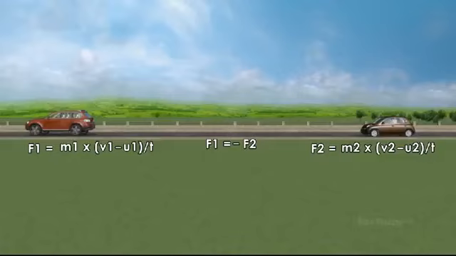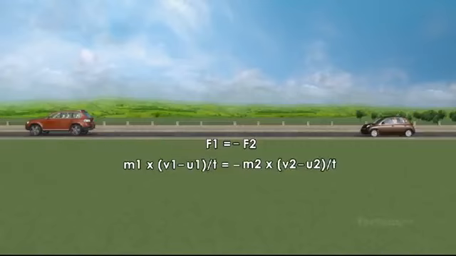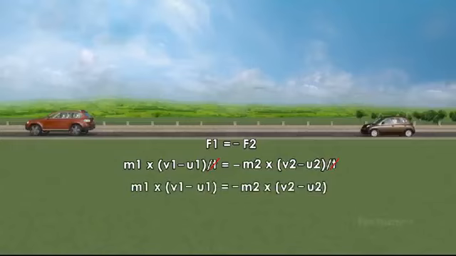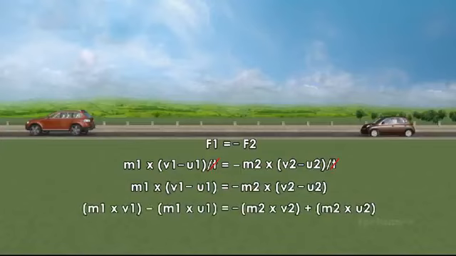Because both forces are equal and opposite, we can also write them as m1 into (v1 minus u1) by t is equal to minus m2 into (v2 minus u2) by t. We can cancel t, the common factor of time, in the equation: m1 into (v1 minus u1) is equal to minus m2 into (v2 minus u2). The equation can then be simplified: m1 v1 minus m1 u1 is equal to minus m2 v2 plus m2 u2.